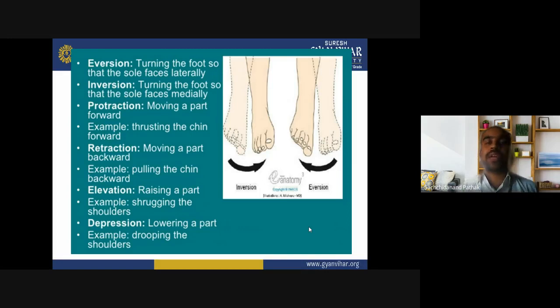Another is protraction, moving a part forward, like thrusting the chin forward. Moving a part backward is retraction, like pulling the chin backward. Elevation is raising a part. If you are shrugging the shoulder, it is called elevation. Lowering a part is depression.